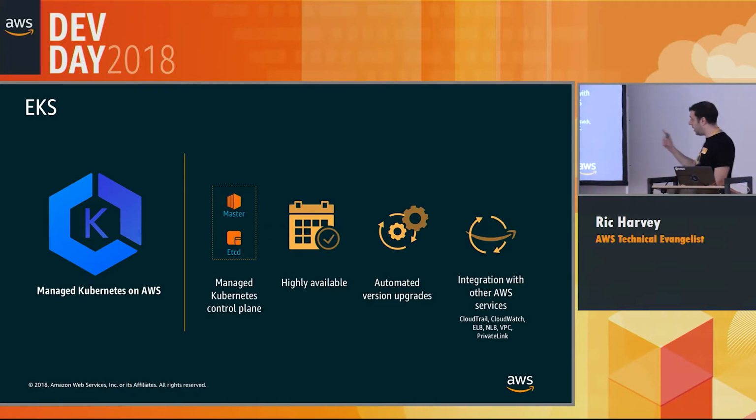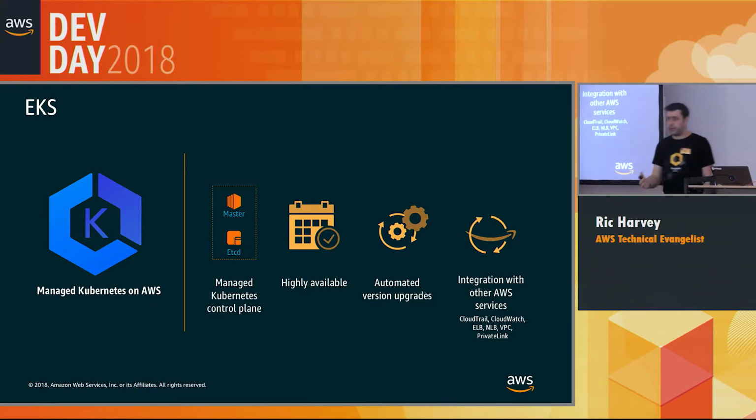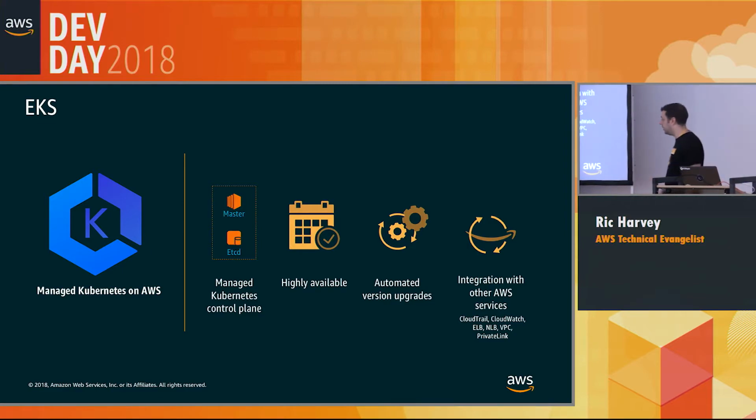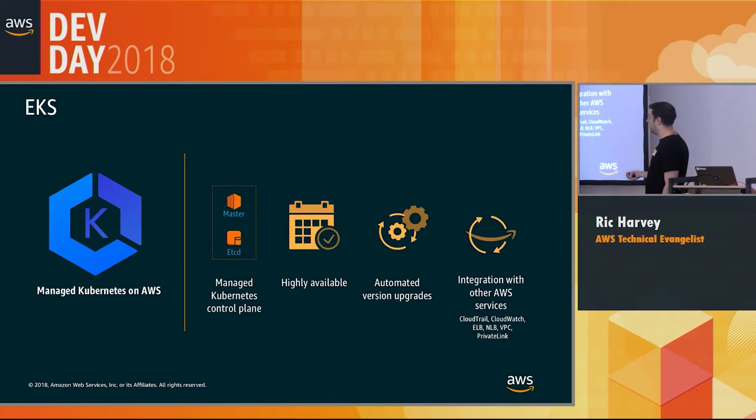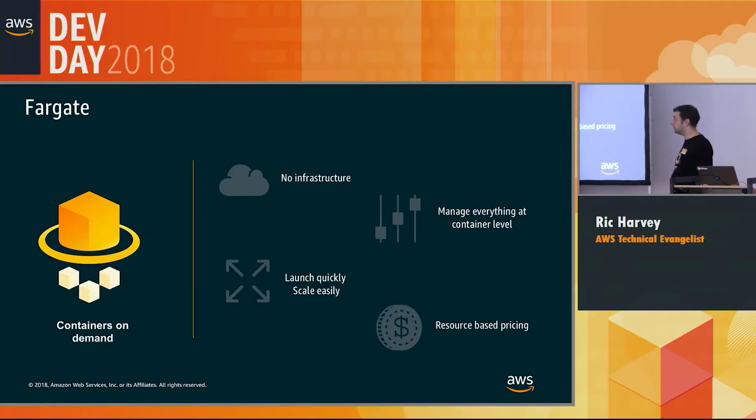EKS, we manage that control plane for you. We take away the complexity of running masters with API servers, schedulers, cloud controllers. We take all that away. You just bring your nodes. We do automated upgrades to the master service for you, and we'll always keep 2 backwards compatible versions in. So if you're running 1.9 at the moment, when 1.10 comes out, we'll also run 1.10, 1.9, and 1.8. And we're working on really good integrations with other AWS services on this as well.